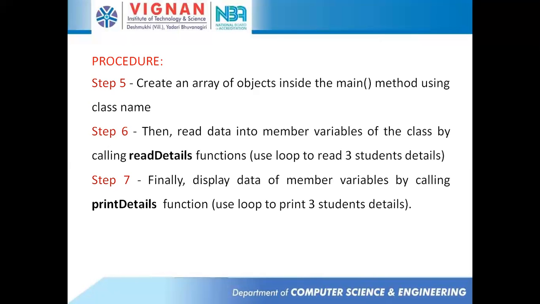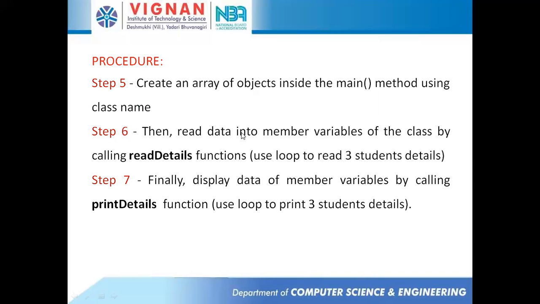So finally, after input has been taken, then you have to display the outputs here. In order to display the output here, again we have to call the member function print details here, right? Further, because it has to print the 3 student details, again you have to use the loop, and from within the loop, you call the print details function, which will display the 3 students details here, right? So this is the procedure, right?